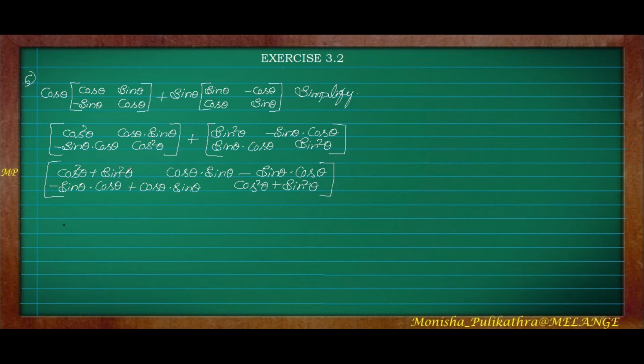Here cos square theta plus sin square theta will become 1, and cos theta sin theta minus sin theta cos theta cancels each other. Here sin theta cos theta plus cos theta sin theta also cancels each other. Cos square theta plus sin square theta is 1. So here it will be 0, here it will be 0, and this will be 1, because from trigonometric identities cos square theta plus sin square theta is equal to 1. I hope you understood this.